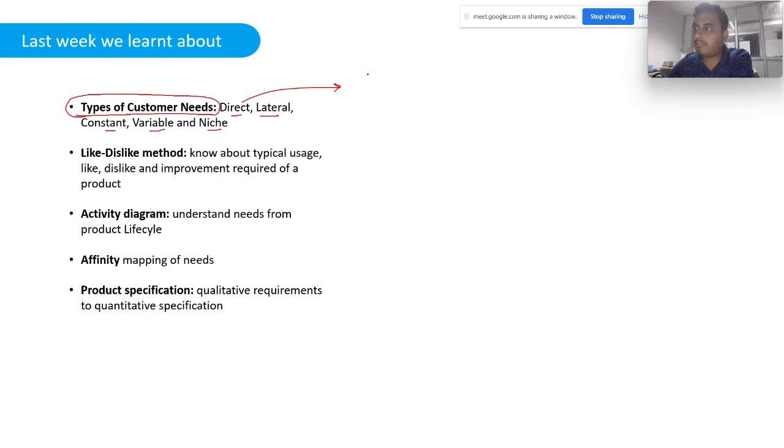Direct needs are those needs which directly influence the demand for a product, such as the basic functions that are required in a product. Let's take an example like a washing machine. In a washing machine, the direct need is that it should be able to wash the clothes, the basic thing. And what are the lateral needs?